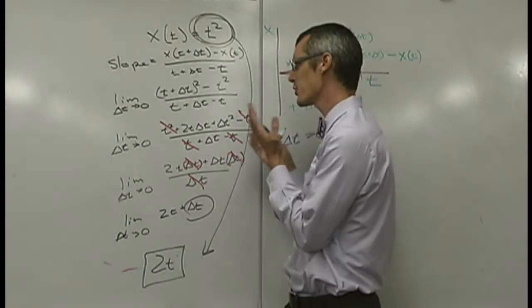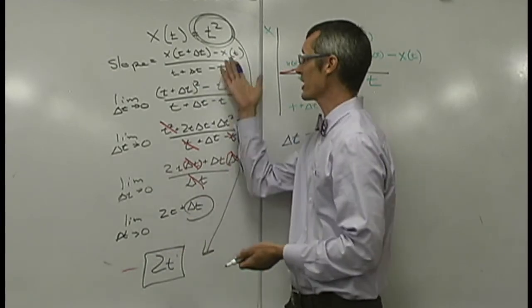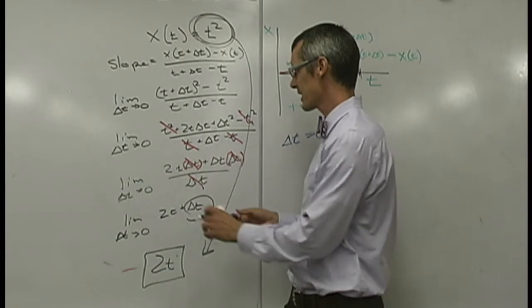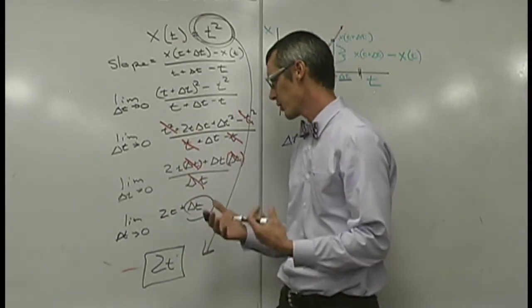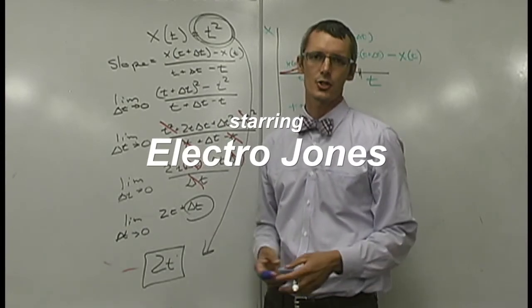And I invite you to try this exact process with any other thing like t cubed, t to the 4th, 6 times t to the 15th, just to see that as you work it out, you end up with the exact same result as predicted by the little rule that I showed you earlier.